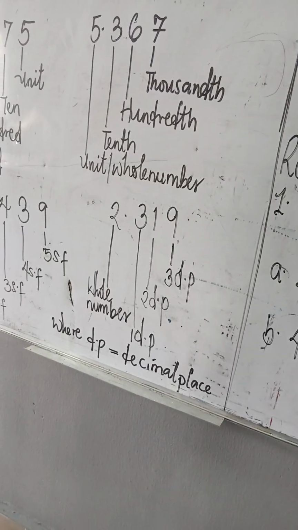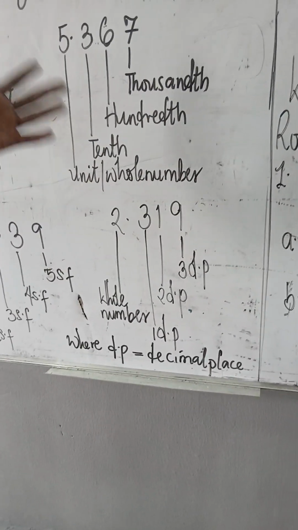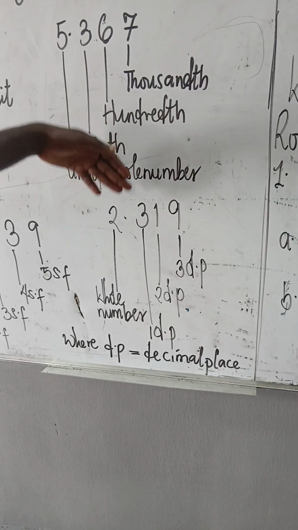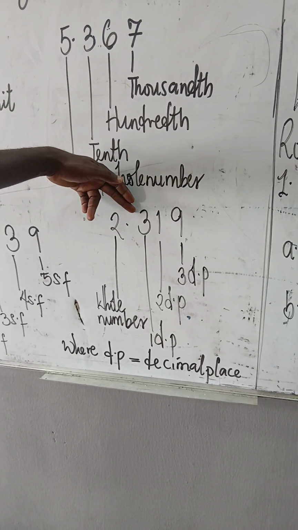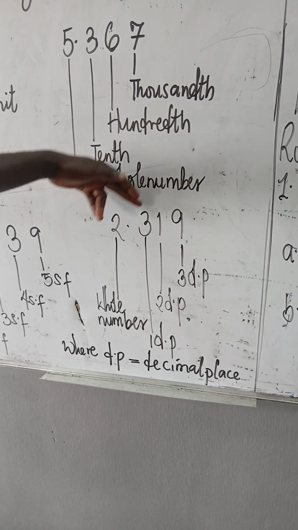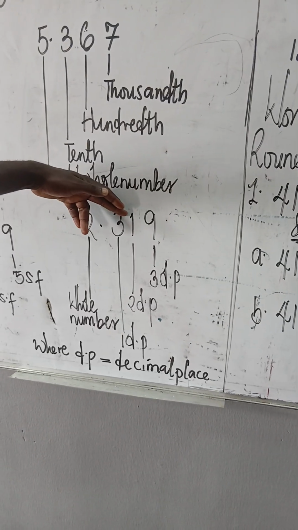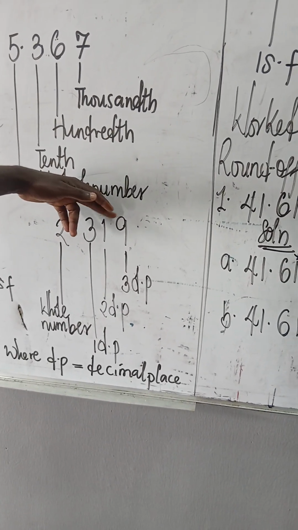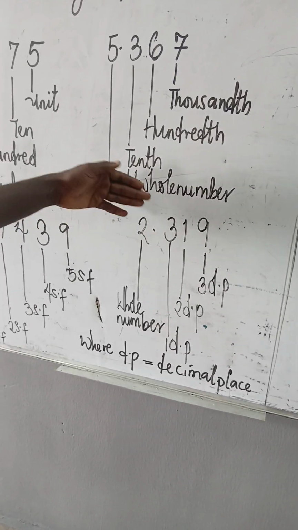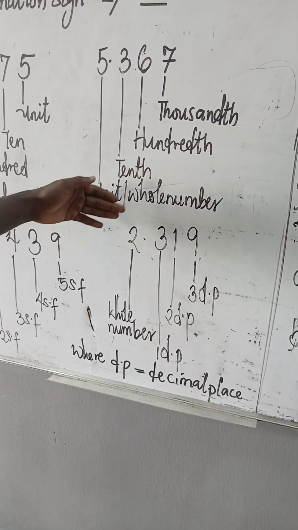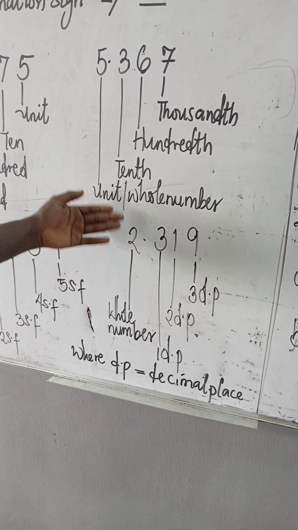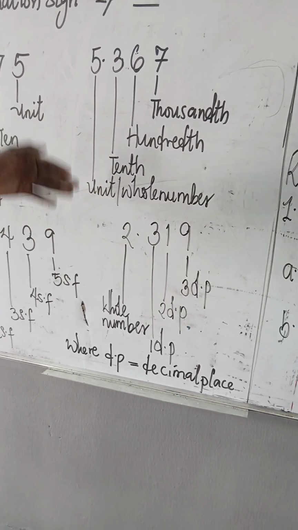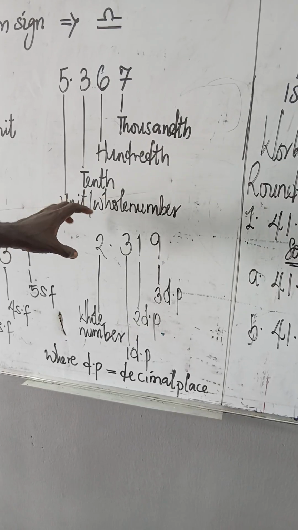Then coming to decimal places, the first value after the decimal point you have as 1 decimal place. The second, 2 decimal places. The third, 3 decimal places. And the first value before the decimal point is our whole number. Let's take note of these.